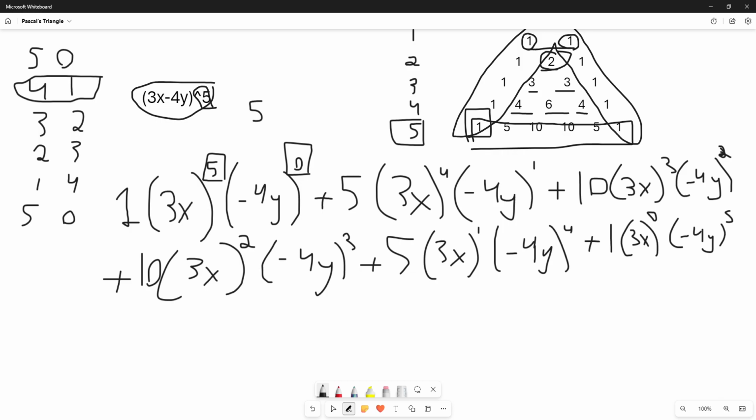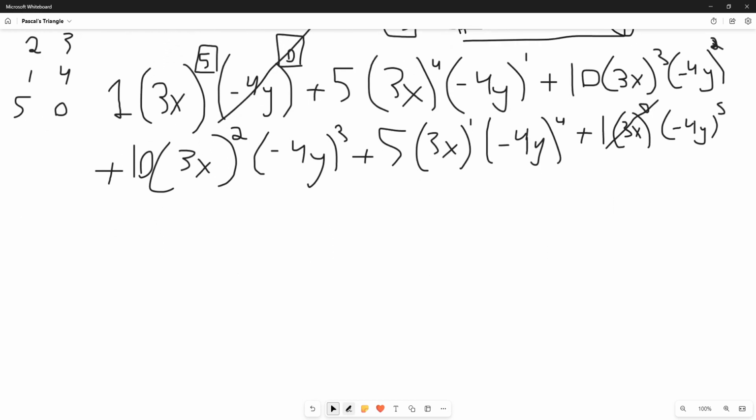Now notice that anything to the power of 0, 4 to the power of 0 for example, is just 1. Anything to the power of 0 is 1. So we can actually just cross out the terms with a 0. There's going to be two of them, one in the first term and one in the last term. And now we can continue to simplify.